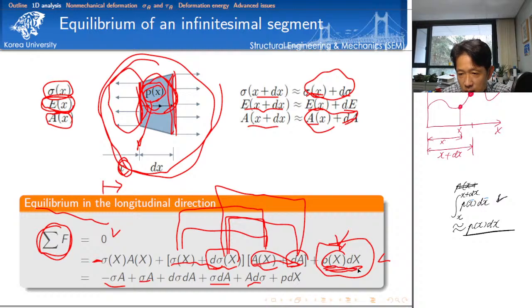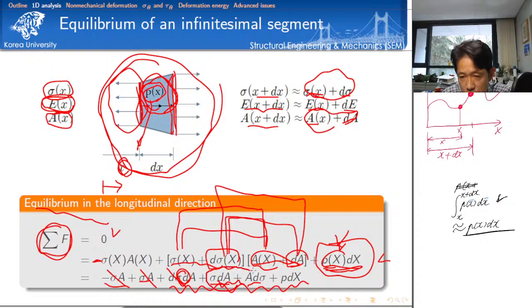And then we have p dx, okay? So make sure that because of the sign, these two terms cancel. I told you that they are cancelled, okay? They are cancelled. So we have only this.